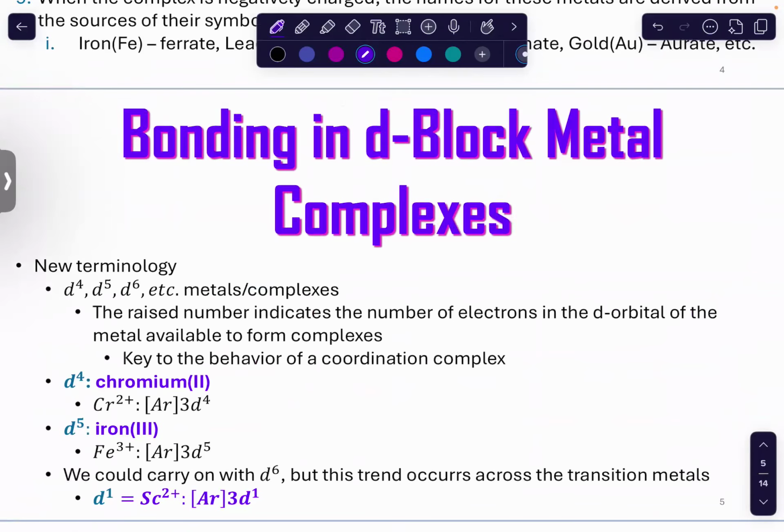Bonding in d-block metal complexes. This is why I told you after this chapter, you'll be able to read all the other chapters on metals and go, oh, I get it. So, new terminology: d4, d5, d6 metals, so on and so forth. Your d1, d2. So what do you think we mean by that?